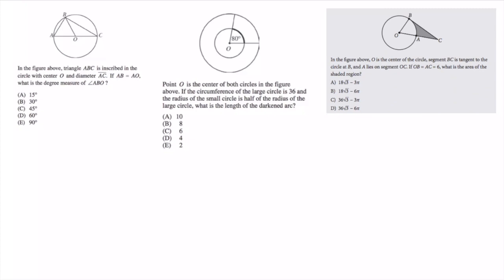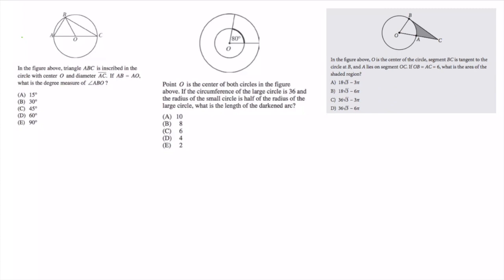Okay, so here are 3 examples of the stuff we just talked about. In the first one, in the figure above, triangle ABC is inscribed in the circle with center O and diameter AC. If AB equals AO, what is the measure of angle ABO?